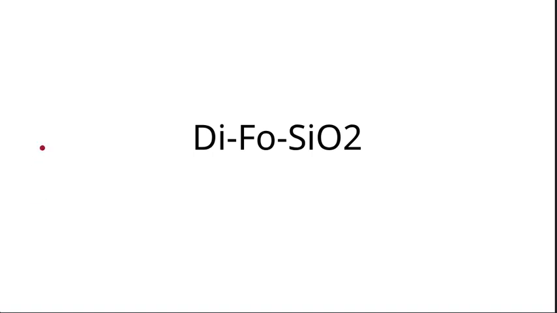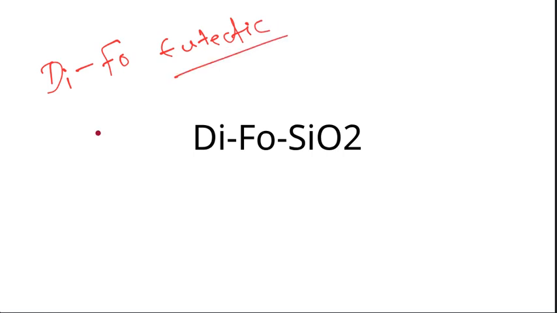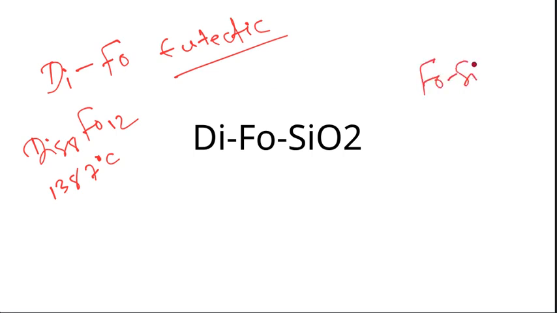You already know that diopside and forsterite have a eutectic relationship, na? Eutectic relationship, diopside 88, forsterite 12 at 1387 degrees centigrade. Forsterite and silica, you already know what the forsterite-silica system is.